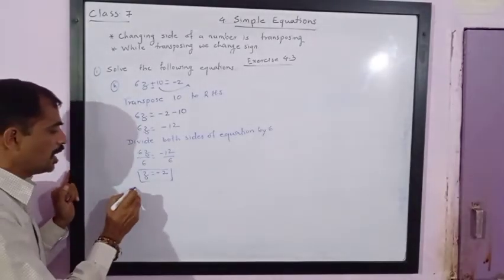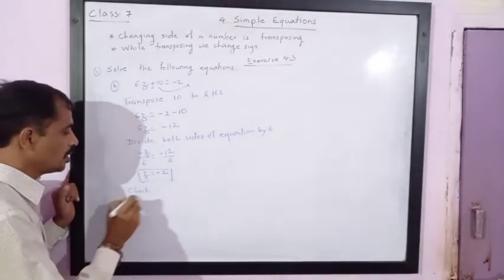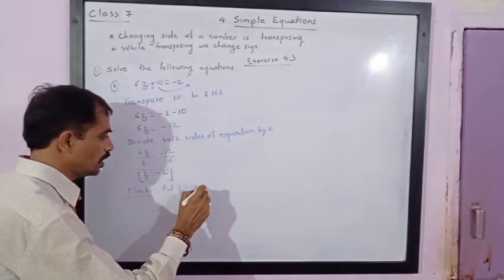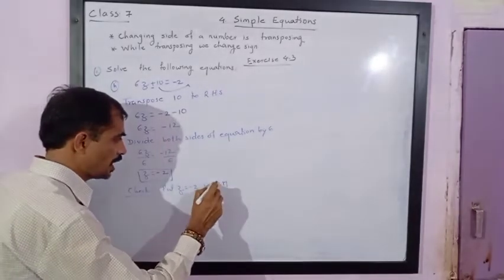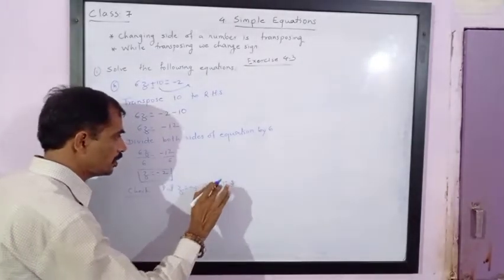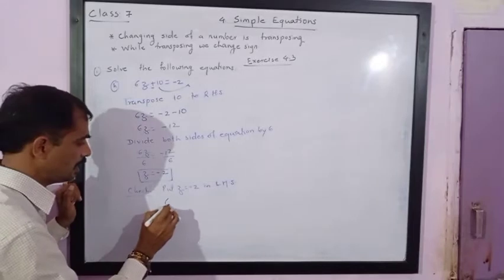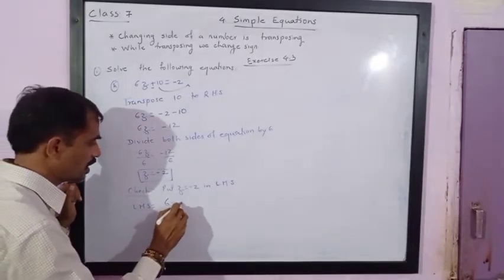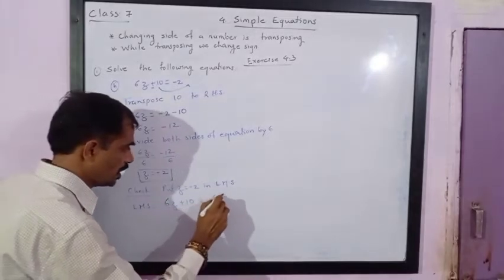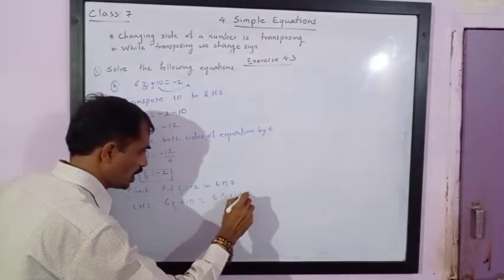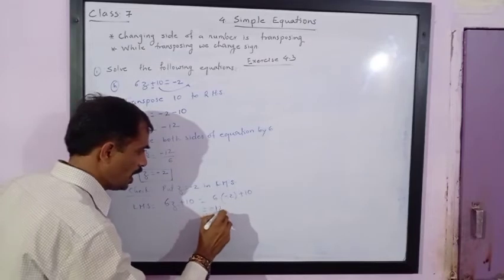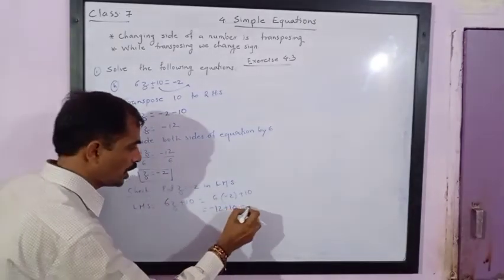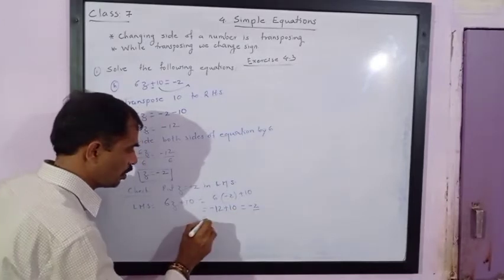Let us check whether our solution is correct or not. For checking, we put z is equal to negative 2 in LHS, in the left hand side of the equation. So LHS is 6z plus 10, that is equal to 6 into negative 2 plus 10. It means negative 12 plus 10. Negative 12 plus 10 is equal to negative 2. That is equal to RHS.